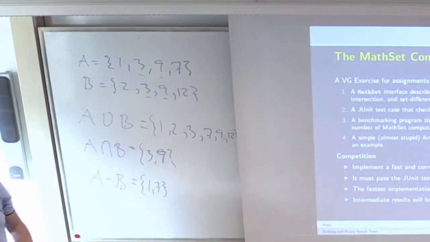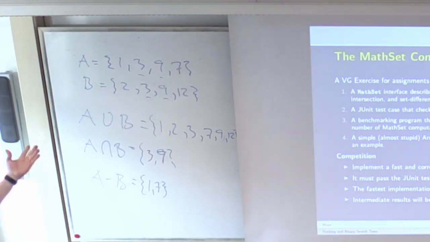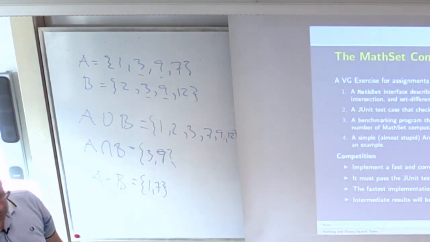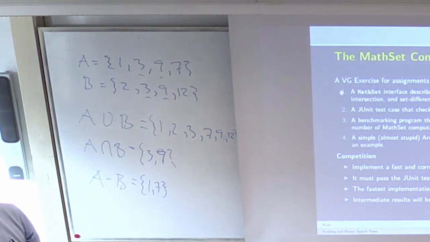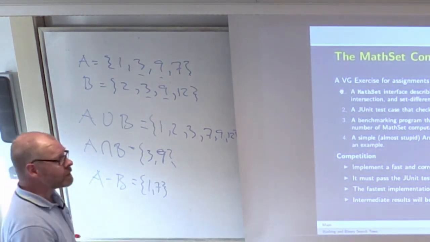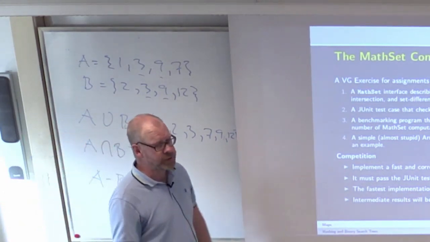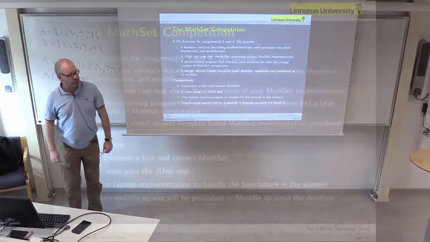Yeah. So this is another data structure. We are providing an interface for it. We are also providing a JUnit test case to check the correctness of your math set implementation. So all you have to do is to implement this one. You give it to the JUnit test, and it will say yes or no.